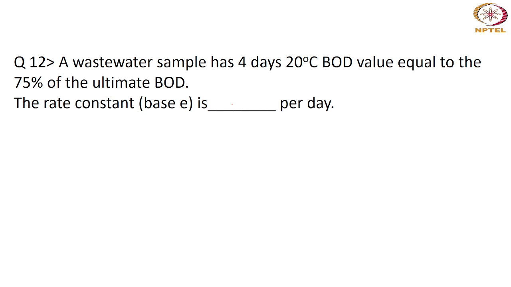So a wastewater sample has a 4-day 20 degree BOD value equal to 75% of the ultimate BOD. Then the rate constant you have to find out, and the base is e per day. Very easy question, same old formula of BOD. Just you have to find out the rate constant. That's it.